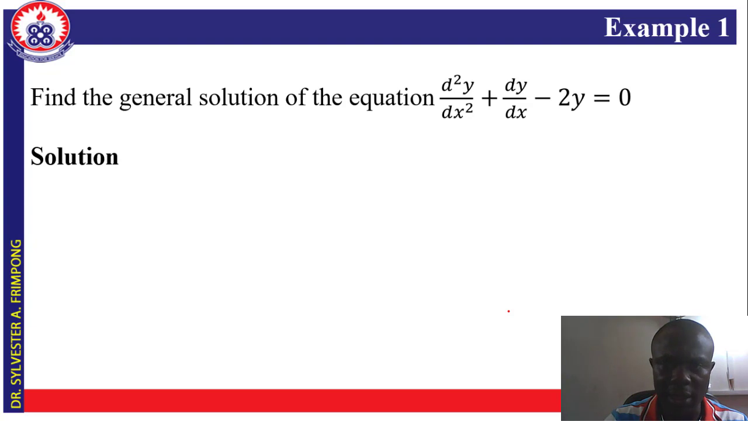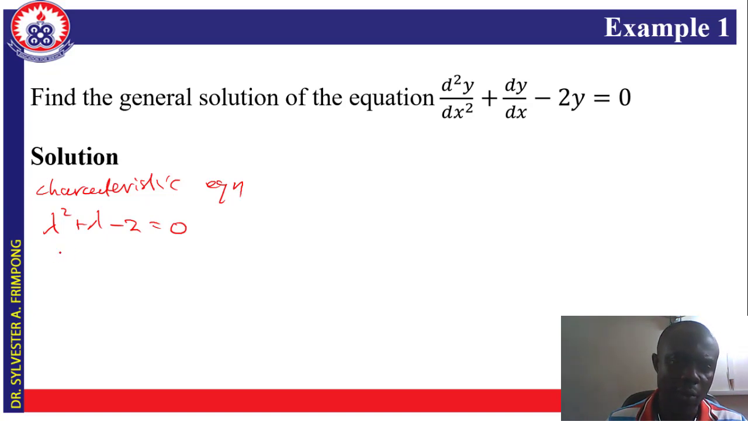So let's start by taking a look at this example. You have to find the general solution for d squared y by dx squared plus dy dx minus 2y equal to 0. We start by writing down the characteristic equation, which is lambda squared plus lambda minus 2 equal to 0. And we solve this characteristic equation. So lambda is negative 1 plus or minus the square root of 1 minus 4 into 1 into negative 2, the whole thing over 2.